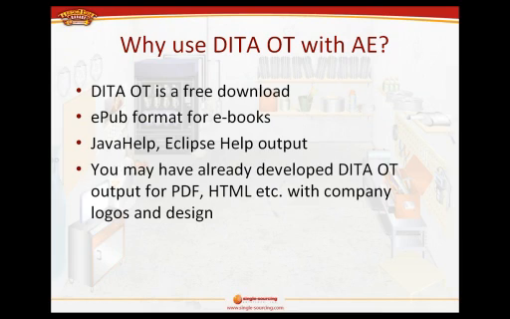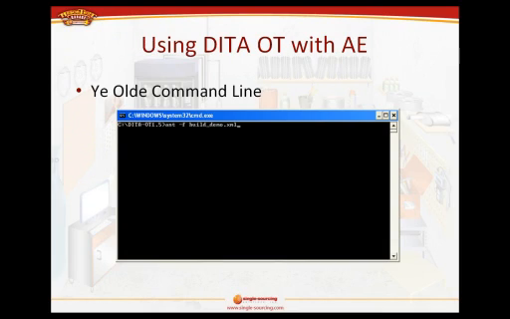So how do you do it? Well, one way is ye old command line, which is highly flexible and usable and never goes out of style. You could use this with any editor or with no editor at all. The standard toolkit interface is the command line. And there's lots of things you can do with it. I won't go into it here, but this is one way you could use it with Arbortext Editor.